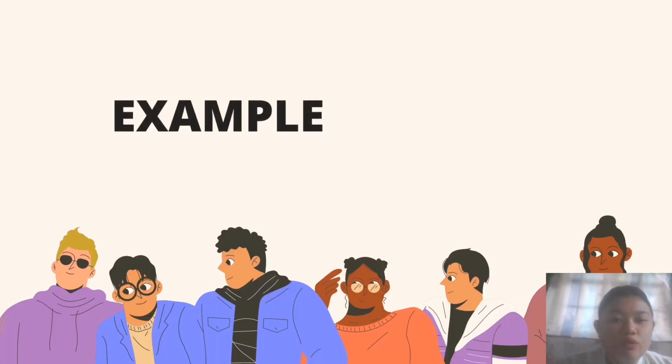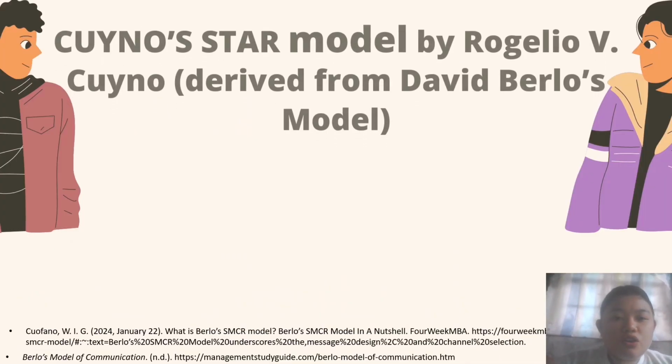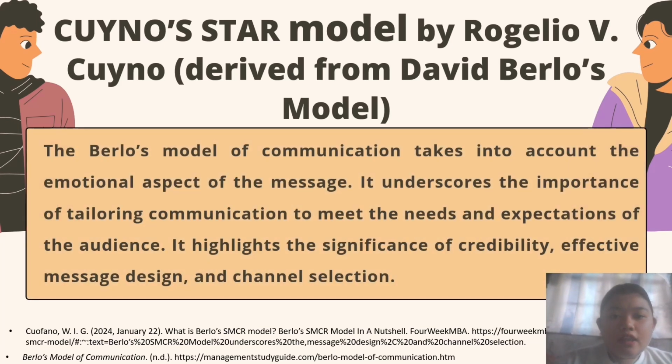So let's have, of course, the example here in the systems model. We have the Koino-Star model. The Koino-Star model was proposed by Rogelio V. Koino. It is actually derived from the David Berlo's model of communication.